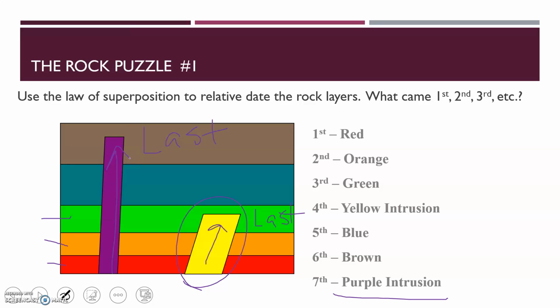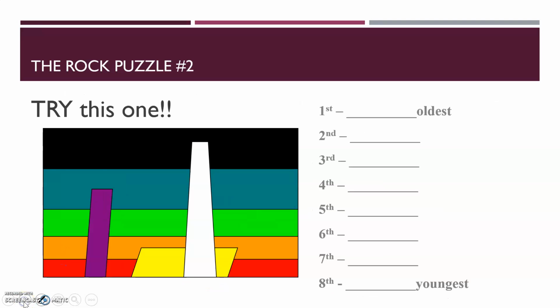Okay, let's try one more. Again, note your intrusions. You have a white intrusion, a purple intrusion, and a yellow intrusion.